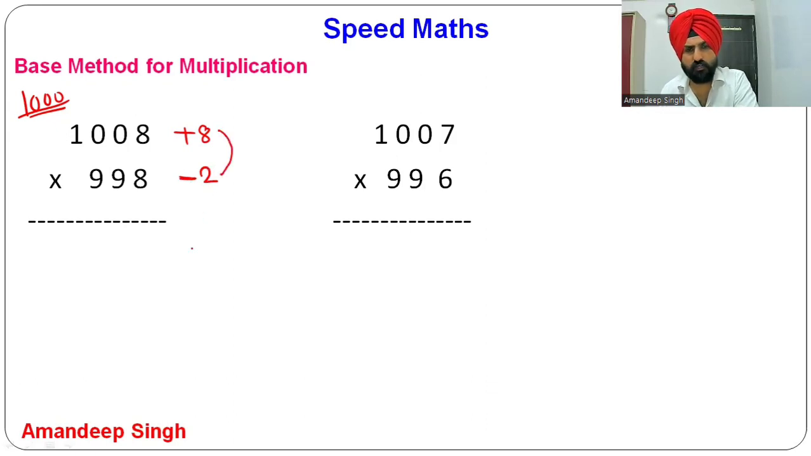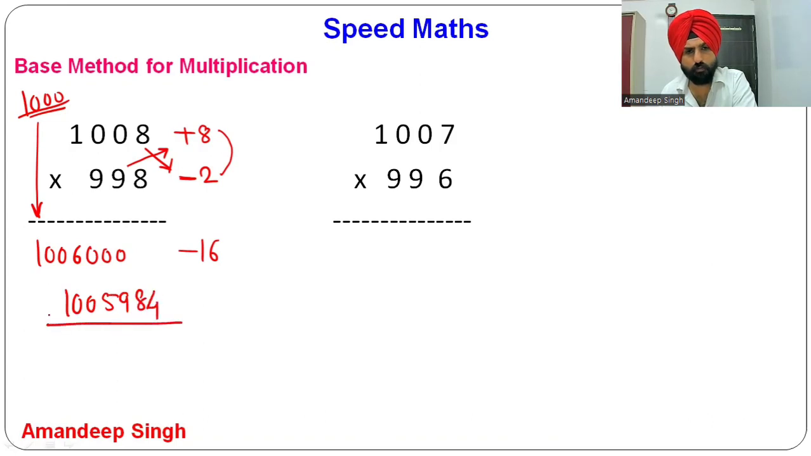What about 8 twos? It's 16, but this time we get -16. Now, what is 1008 minus 2? It is 1006. Or we can do 998 plus 8. It is again 1006. Now 1006 when multiplied by the base will give you 1006000. And this time we have to subtract, not add. So if you subtract 16 from 1006000, you will get 1005984. Right? We simply subtracted 16 from the number.